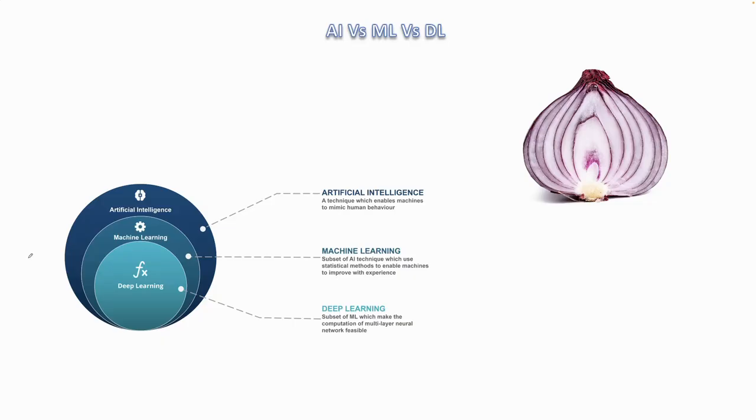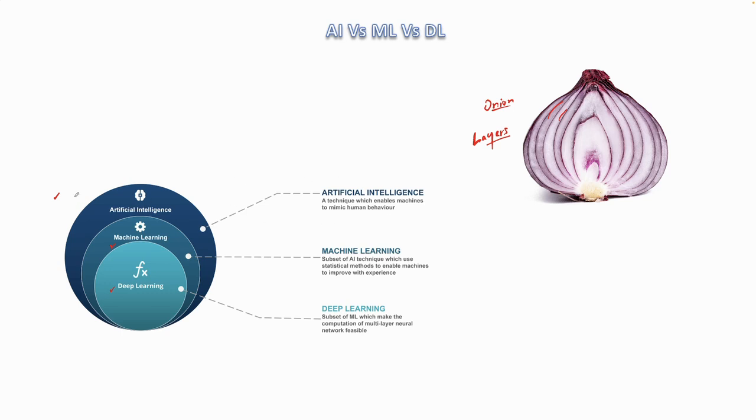Okay, so another key question that is asked when you're studying AI is, what is the difference between artificial intelligence, machine learning, and deep learning? So we call it AI versus ML versus DL. Now, the best way to understand it is to look at it like an onion, right? You can see that there are different layers of an onion, and in the same way, what we have done here is we have shown artificial intelligence, machine learning, and deep learning. You can talk about that in the form of various layers, right?